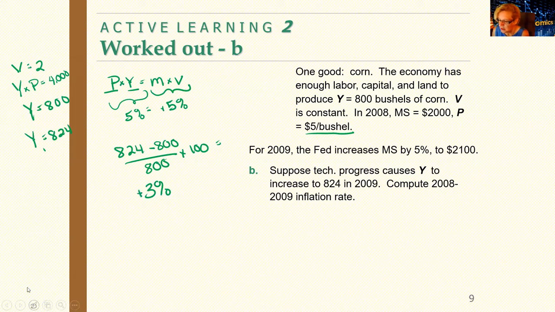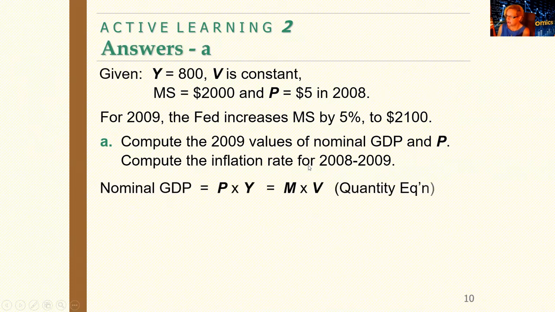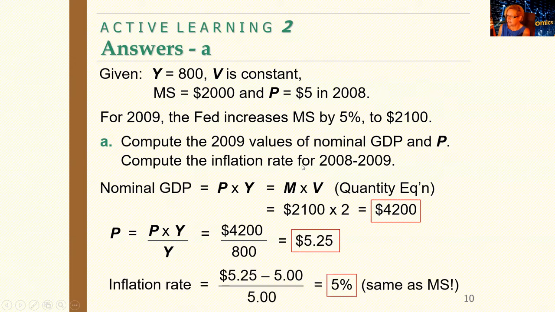So notice that this was 5%, so this must be equal to 5%. We know 3% is growth in GDP. So that must mean that 2%, or the difference, comes from the price level increasing. Okay, all right, so there's our answer. Let's make sure we got that right. And we did: inflation rate 5%, same as the change on the other side of the equation.